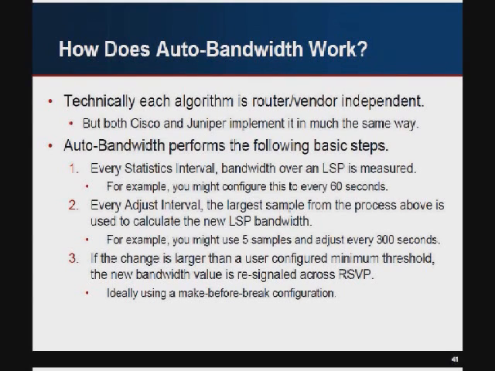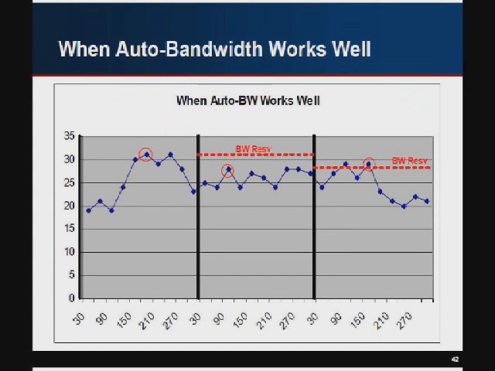So for example, I might take a 60-second stats interval, and then I might have a 300-second adjust interval. So I say, over the last 5 minutes, what's the biggest 60-second sample that I saw? That's what I'm going to go out and signal with. And there's usually some mechanisms where you can say if it's less than X% difference, then don't bother, something like that. So there are some ways to reduce signaling.